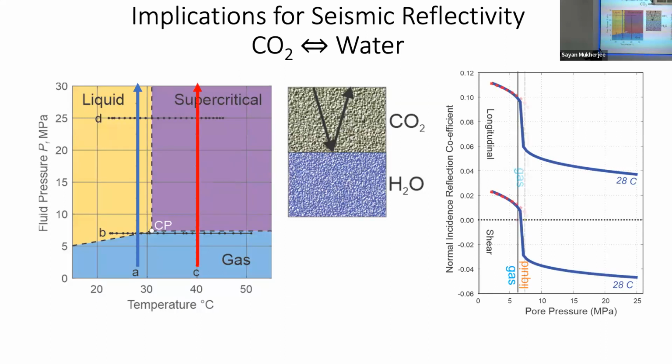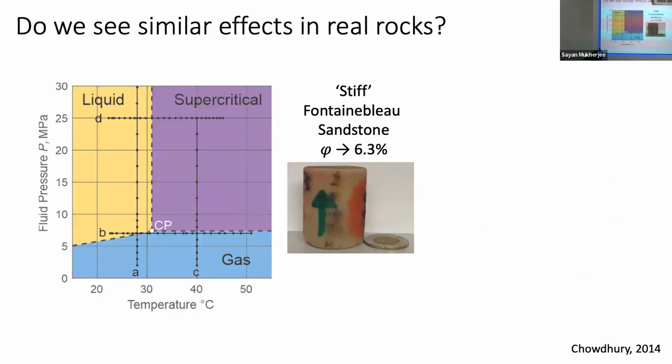If I do it now for 40 degrees, where I'm now going from gas to supercritical, you can see that it's much more gentle, okay? Remember, here we fell off a cliff, here we could walk up the hill in terms of the physical problem. So maybe with gas to liquid, we could still detect it seismically if there was enough pressure change. So that's that. Do we see similar effects in real rocks?